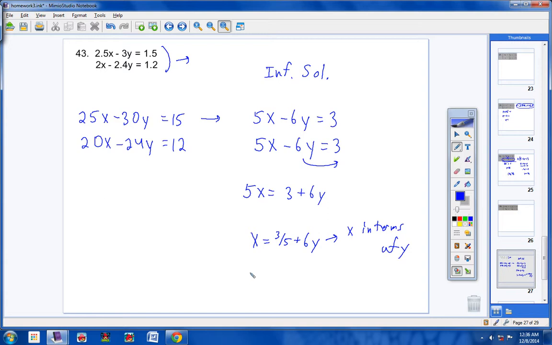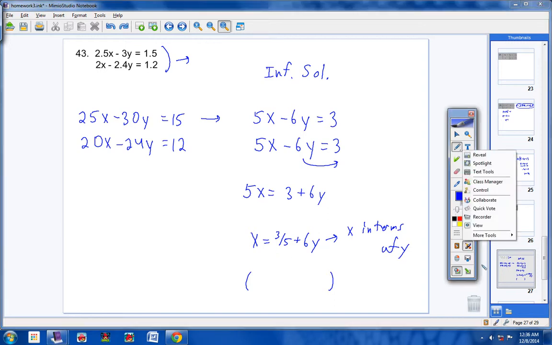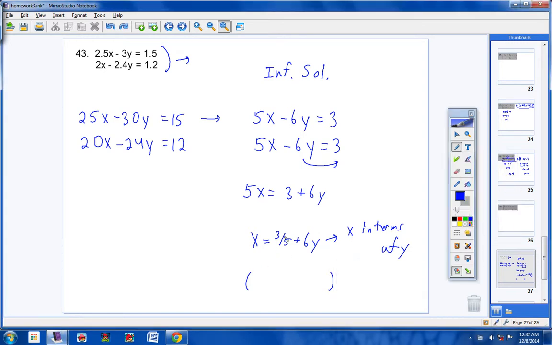Okay? Now here's how you write your answer. Some books want you to put an x here, and then put a comma, and then over here put 3/5 plus 6y. Here's how I want you to write your answer, okay? We're going to say that x is this expression here, and y is just a. Instead of using x and y, this book wants you to use a. Okay? So there's one way to write your answer.